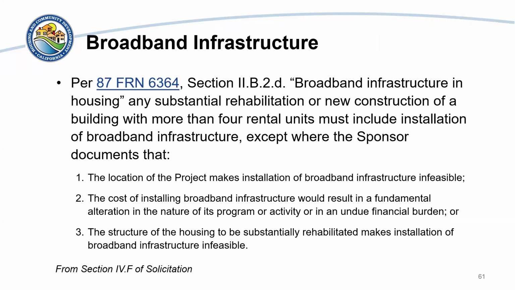Per 87 Federal Register Notice 6364, Section 2B, 2D, broadband infrastructure in housing is required on any substantial rehabilitation or new construction of a building with more than 4 rental units, which must include installation of broadband infrastructure, except in those cases where the sponsor documents that the location of the project makes installation of broadband infrastructure infeasible, the cost of installing broadband infrastructure would result in a fundamental alteration in the nature of its program or activity, or in an undue financial burden, or the structure of the housing to be substantially rehabilitated makes installation of broadband infrastructure infeasible.